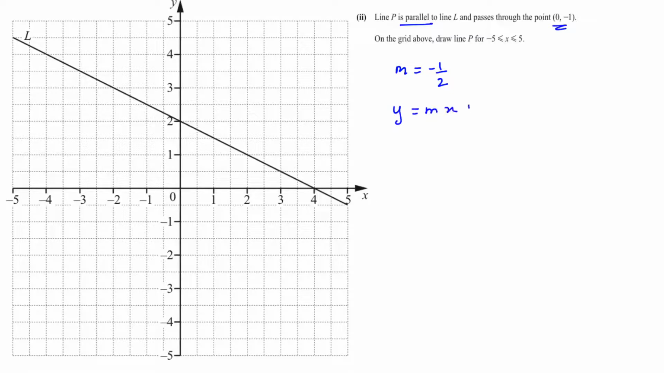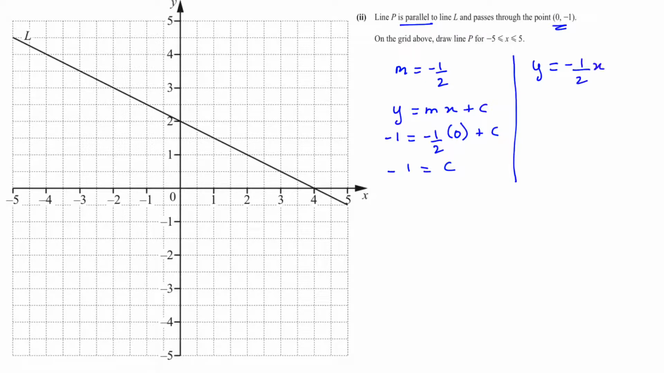We are going to replace here to find the equation of the line. y is -1, gradient is negative half, x is 0, plus c. So -1 is equal to c. Therefore, the equation of the line is y equals negative half x minus 1.